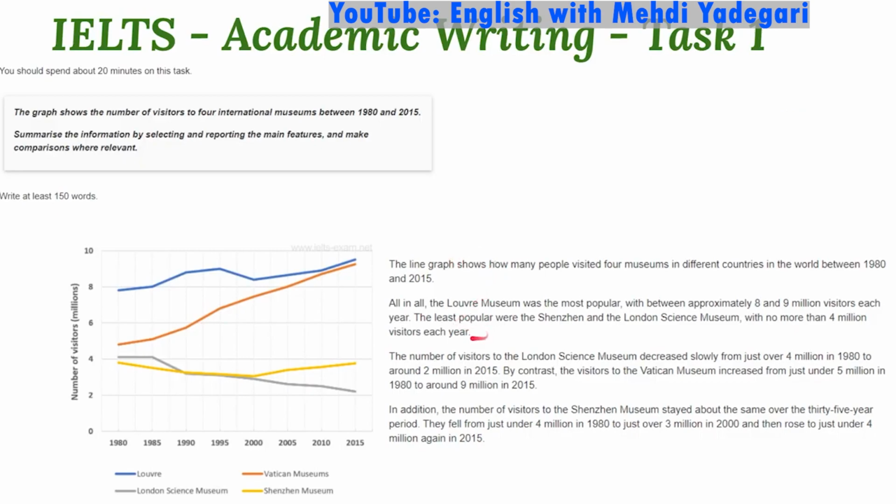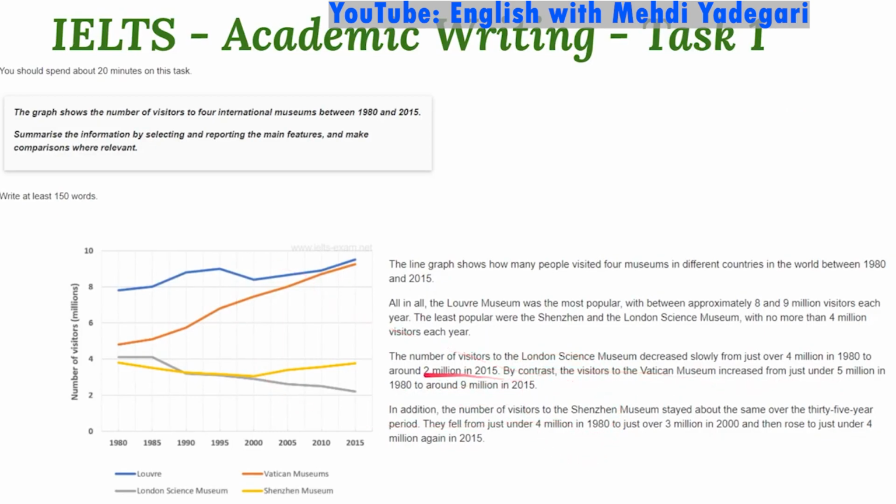And here, this is a general trend. All in all, the Louvre Museum was the most popular with between approximately 8 and 9 million visitors each year. So this is a general trend that you write about the picture. And these are the details of what the picture is.